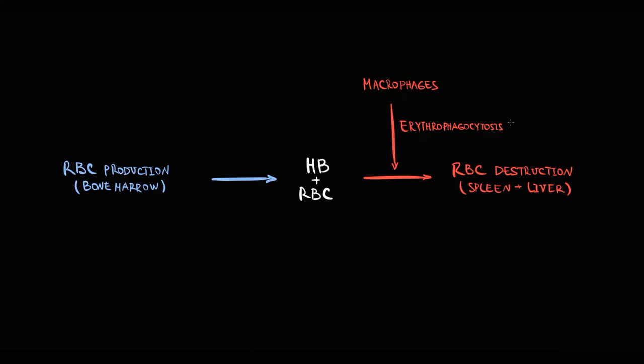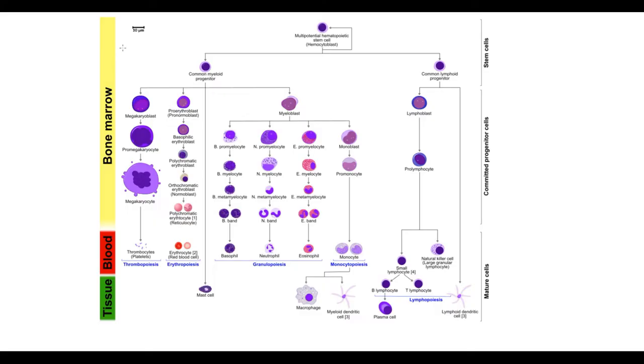The major factor that stimulates red blood cell production is erythropoietin, which is secreted by the kidney. Erythropoietin stimulates differentiation of the common myeloid progenitor cell into the proerythroblast. Thereby, erythropoietin stimulates the production of proerythroblast cells from which mature erythrocytes are formed, and by this erythropoietin increases the red blood cell level in the circulation.